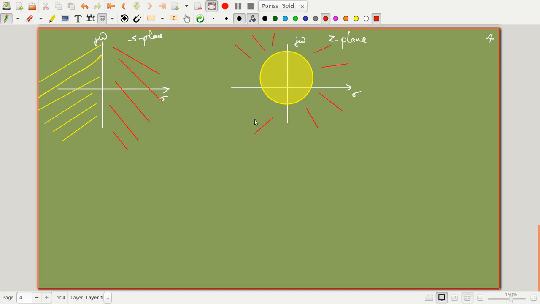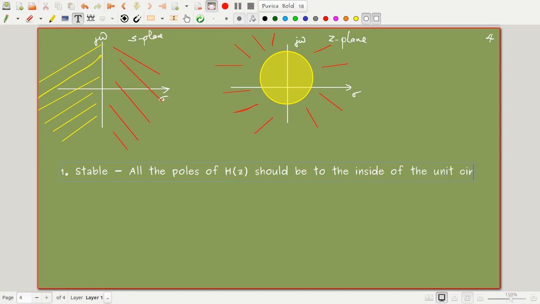So what can you conclude from this? What can we conclude about the stability of the system? We can write down that for the system to be stable, all the poles of H of Z should be to the inside of the unit circle.